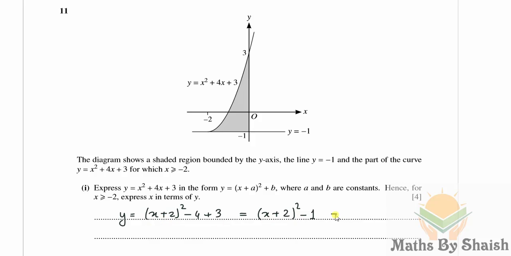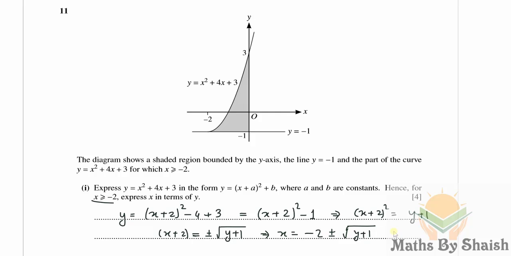So from here we can write (x + 2)² = y + 1, and that's why x + 2 will be ±√(y + 1), or x = -2 ± √(y + 1). Now we have to decide from this condition whether we are going to choose plus or minus. Since it is given that x is always greater than or equal to -2, we cannot subtract anything from -2, so it should be plus.